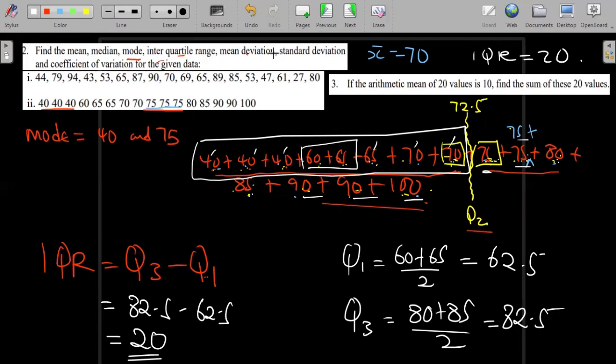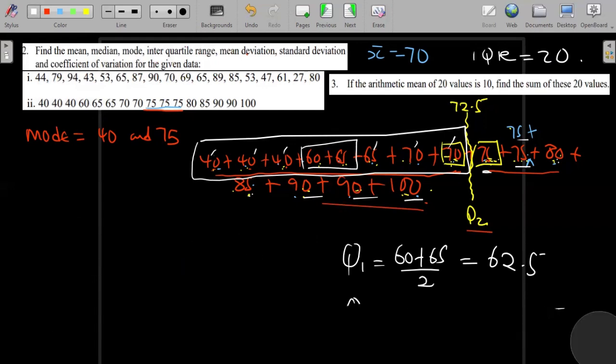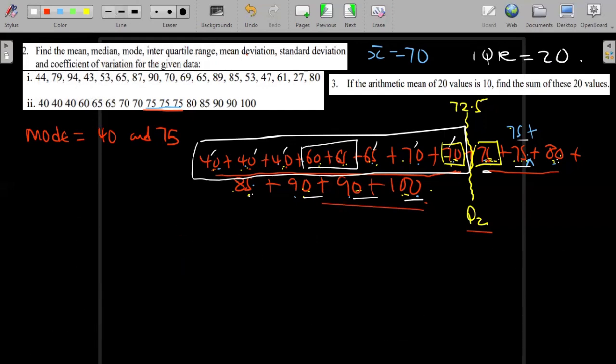And then the other things that we have to find are the mean deviation, standard deviation, and the coefficient of variation. Okay, so let's get the formulas for these. We start with the mean deviation. The mean deviation is given by the summation of the absolute value of all the xi minus the mean, and then divided by the sample size, which is just 16 there. We indicate that by n. So we have to find the difference between each of these data points and the mean. The mean is 70.